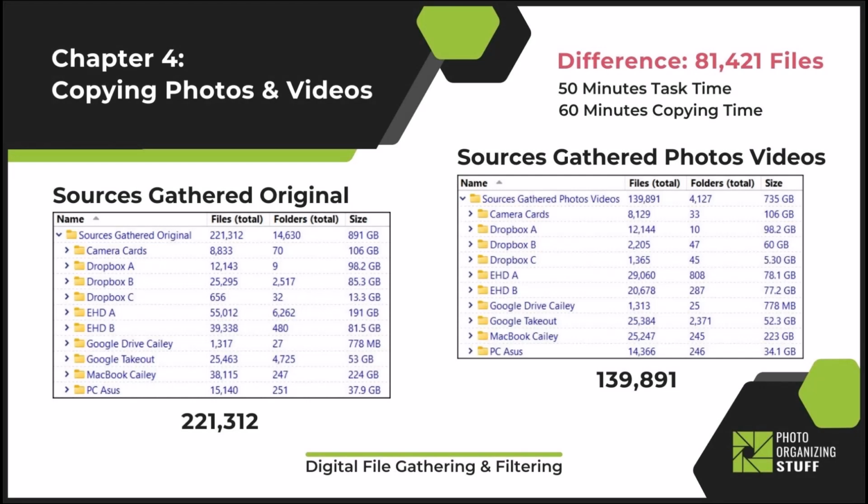I tested this course using my demo collection, which is about 90% of a real collection I organized for a client a few years ago. Here are before and after screenshots for Chapter 4 tasks. Only photos and videos that met certain criteria were copied to the destination folder. Over 81,000 files were left behind. I spent just 50 minutes working on the tasks in Chapter 4, and it took an additional 60 minutes for the files to copy while I was doing other things.